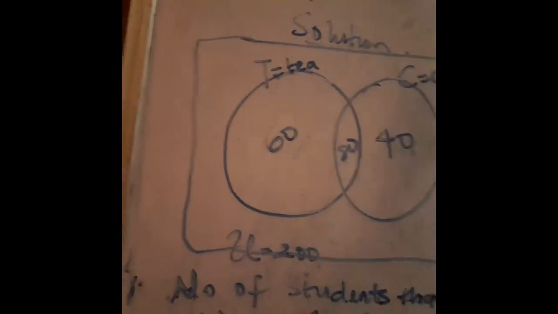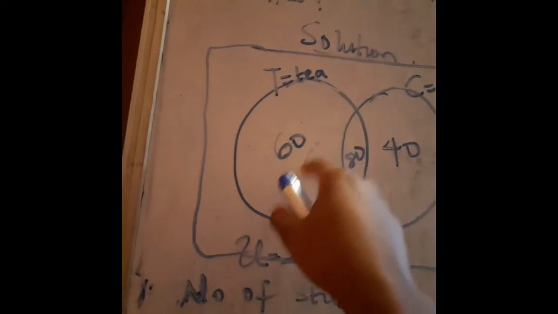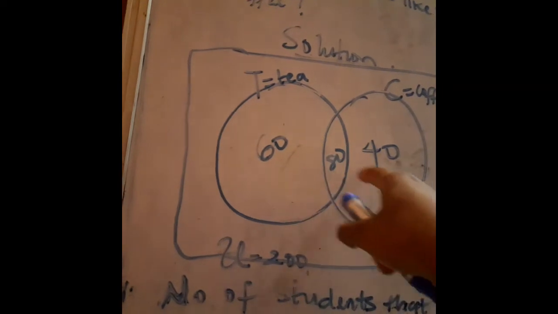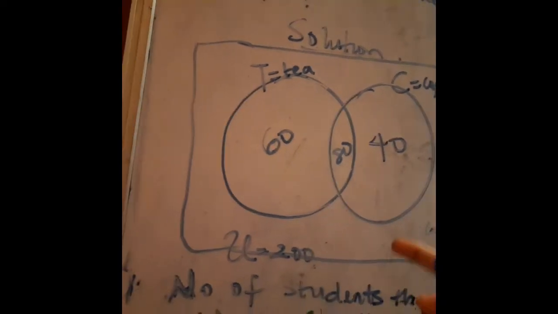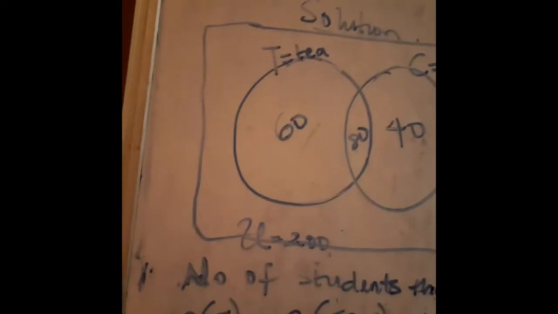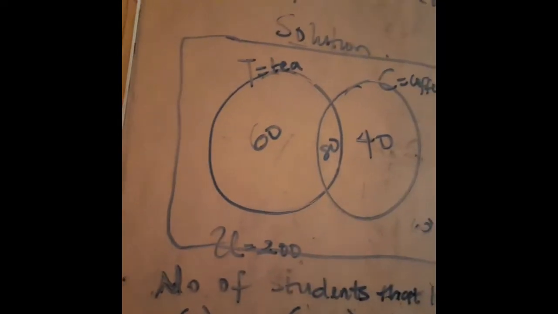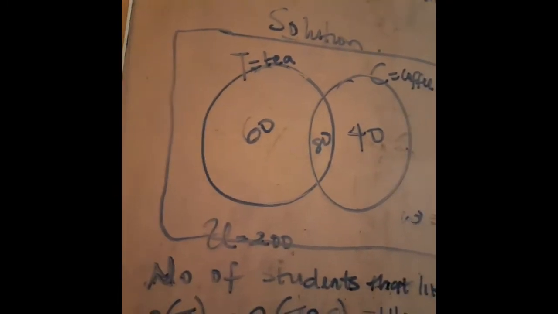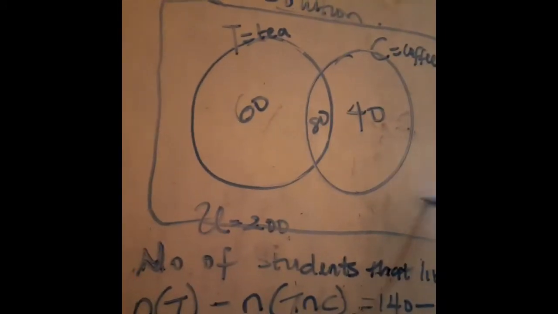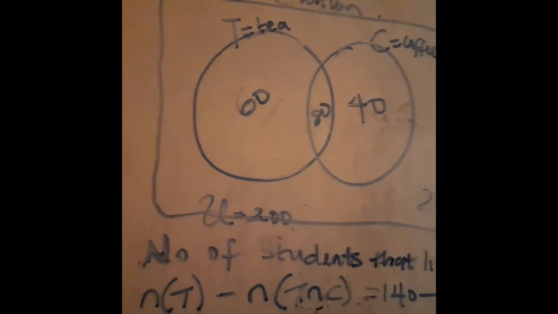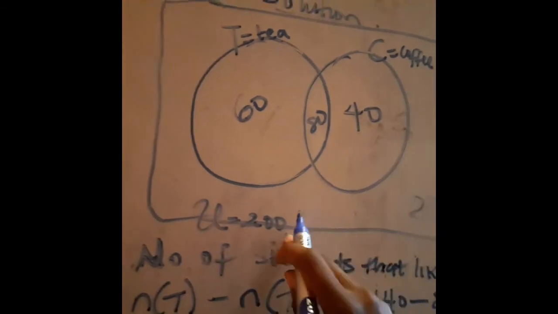I told you this rectangle represents our universal set, and these are the elements of the sets we have there, tea and coffee. The elements here equal 180, and our universal set is 200. So there's still 20 that is remaining. That 20 remaining is outside the two sets, which are tea and coffee. So the number of students that do not like tea and do not like coffee will be outside, which is our 20. If you look at everything now, the addition of this and this will give us our universal set, which is 200.